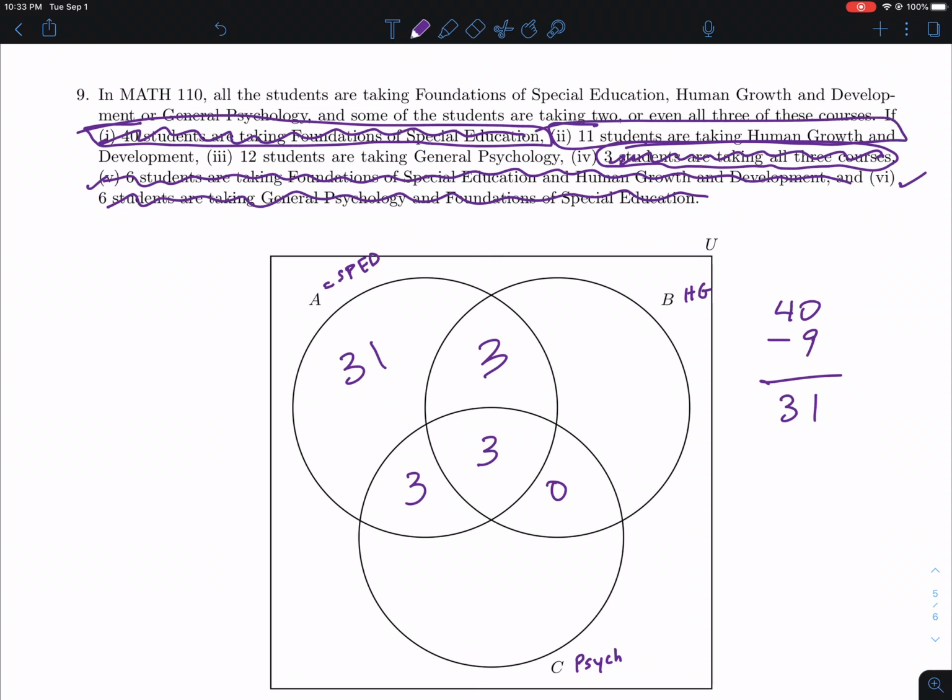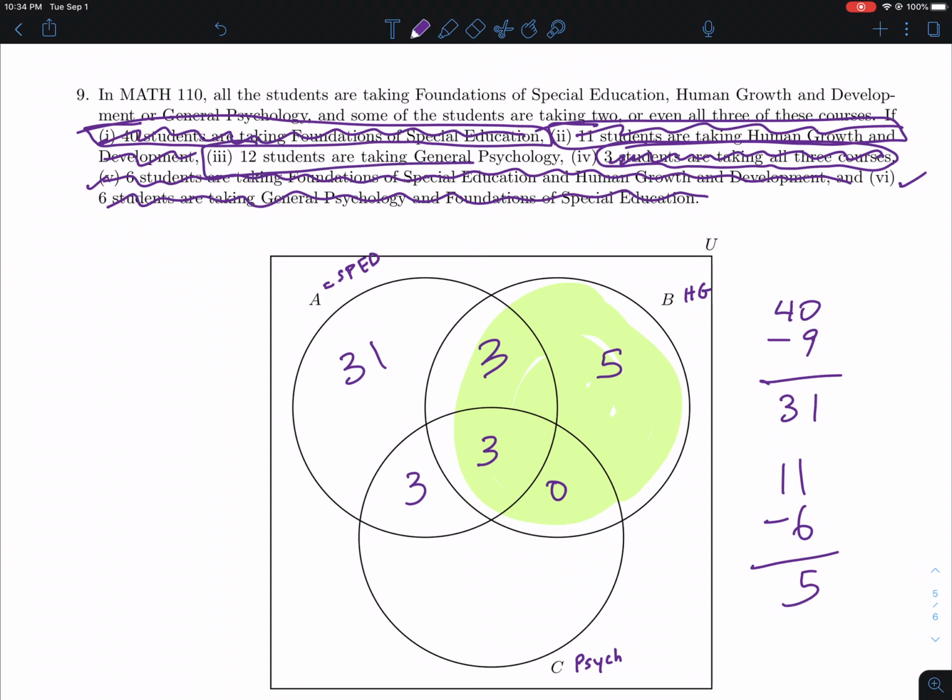We've got 11 students that are taking Human Growth and Development. But again, I've already got 6 students in there. So I want to take my 11 minus my 6. So that means that there's 5 that are just taking Human Growth and Development. So that takes care of my rule 2.